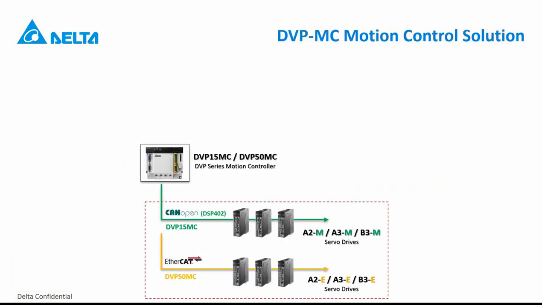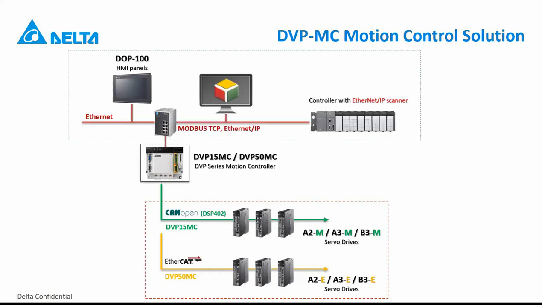This is more or less the topology for 15 and 50MC. It goes through the servo drives, CANopen or EtherCAT. So we have two different models. You will also, on Thursday, I guess, see details about the servo drives. And on the upper layer, for the control layer, you can communicate via Modbus TCP with the HMI, or for programming, or with another PLC. So this is more or less the topology.